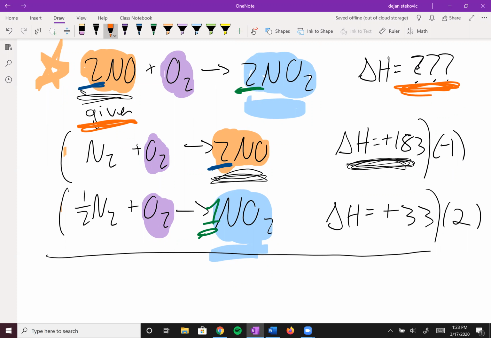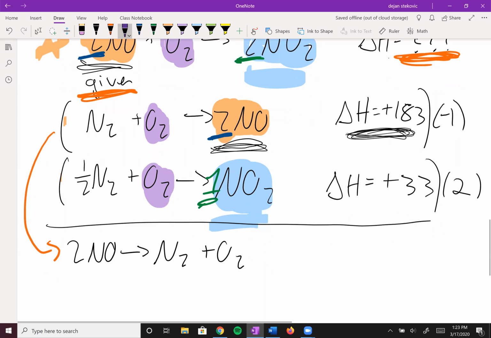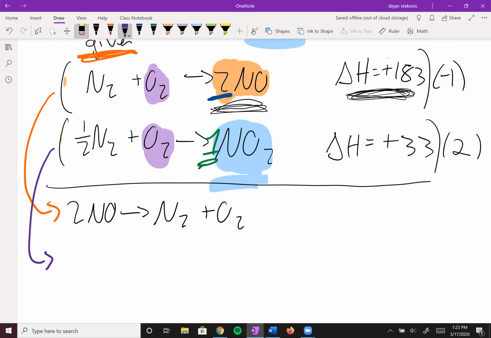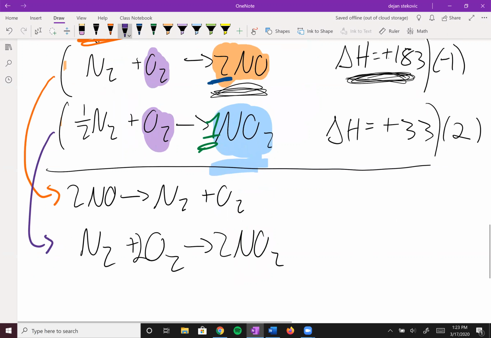So this guy right here, I'm going to flip it. So 2NO goes to N2 plus O2. And then this equation down here, I'm going to keep it the same, but I'm going to double it. So it's N2 plus O2 plus 2O2 goes to 2NO2, right? So I doubled it. The next thing I'm going to want to do to get where I'm going is to sum these two. So let's go ahead and sum them.